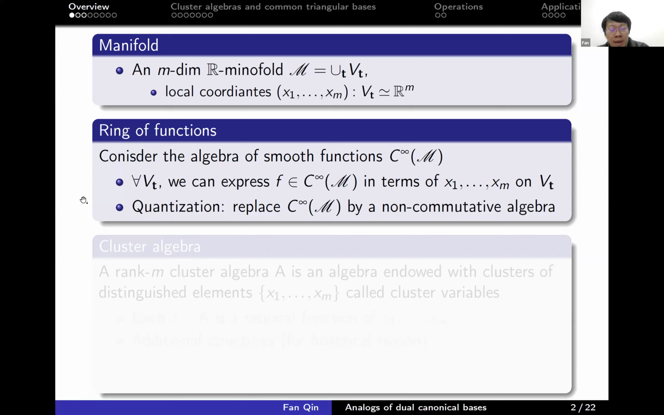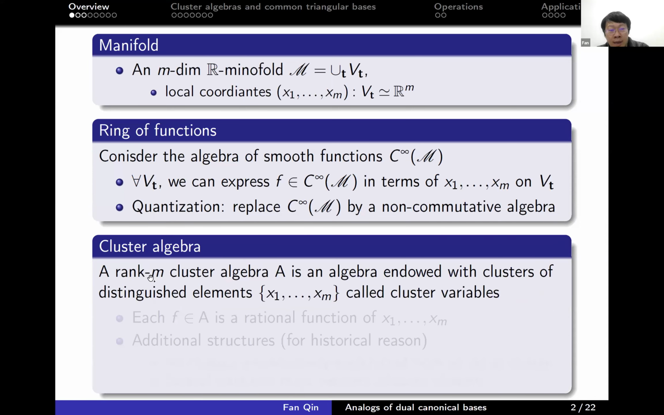And now a cluster algebra can be imagined in a similar picture. A rank m cluster algebra, I intentionally use the same letter m. This is simply an algebra endowed with clusters of distinguished elements called cluster variables. In your mind, you can imagine a cluster is like a chart, and a cluster consists of m elements. This is like the m local coordinates on the manifold. Right? So this is the analogy. And now we require that every element of the algebra is a rational function in terms of these local coordinates.